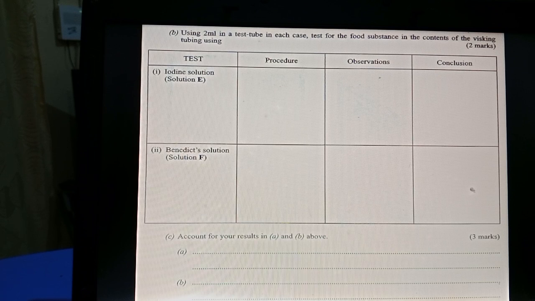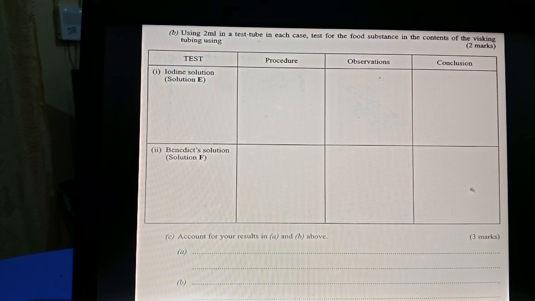So I'd already taken you through here, but there is no harm in repeating. Using 2 ml in a test tube in each case, test for the food substance in the contents of the Visking tubing using, you get 2 marks. Iodine solution is solution E, Benedict's solution is solution F. So you have test, procedure, observations, and conclusion.